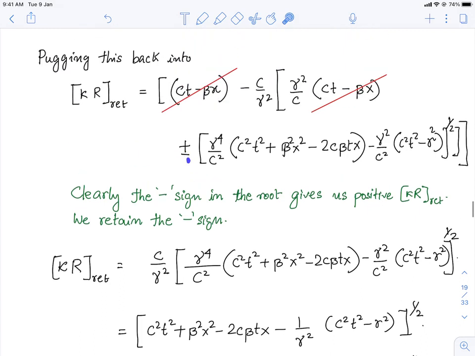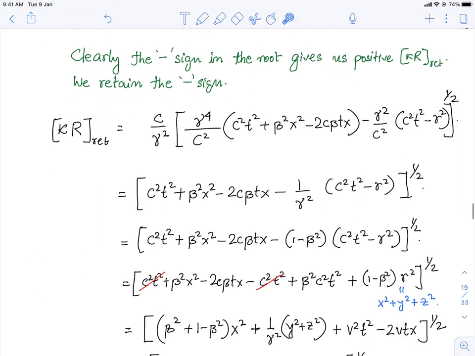Actually, I have kept the minus sign here and dropped the plus sign, because there's a minus sign outside, so the minus would make it minus plus. And so I've kept the plus sign here so that this object has to be positive. Okay, that's what I have done.